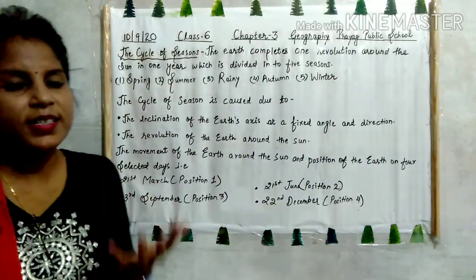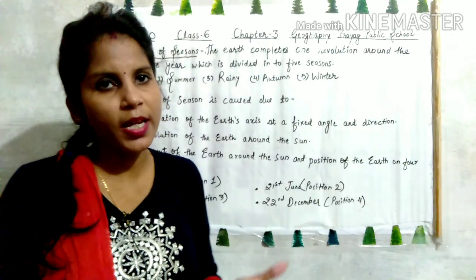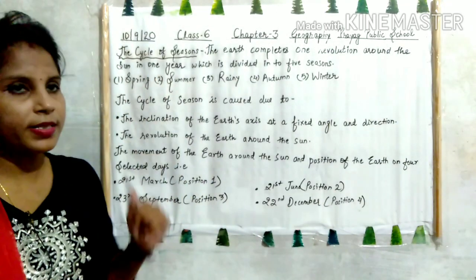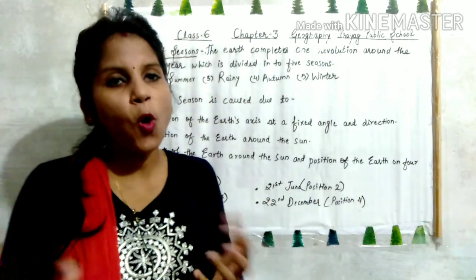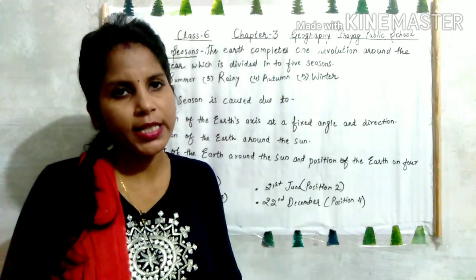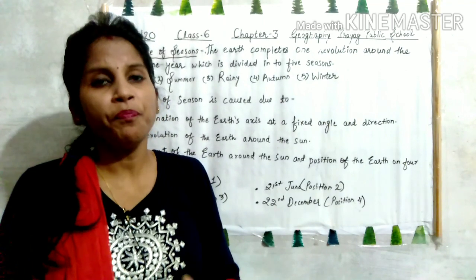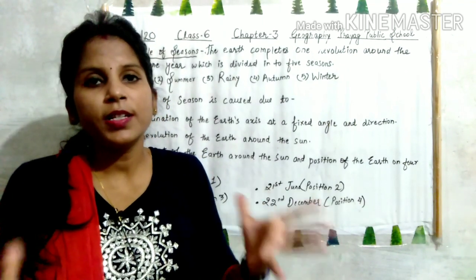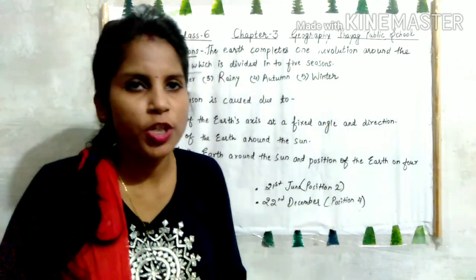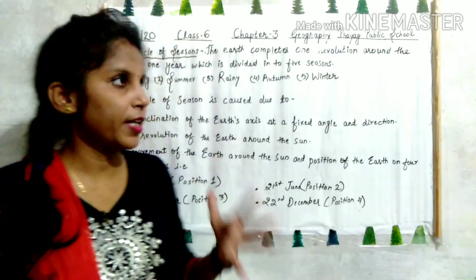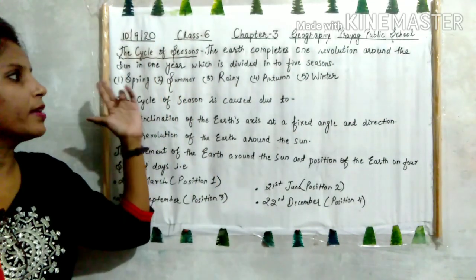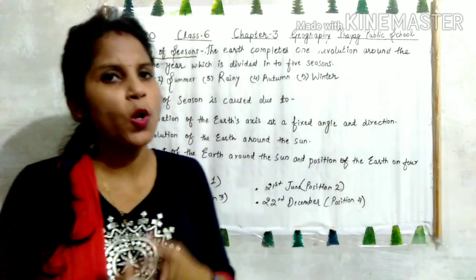First one is spring season, जिसे हम बसंत का मौसम भी कहते हैं, बसंत ऋतु. Then summer season, rainy season, autumn season, autumn means पतझड़ का season, and the winter season. So the changes in season is caused by the revolution of the earth and it is divided into 5 seasons: spring, summer, rainy, autumn and winter.